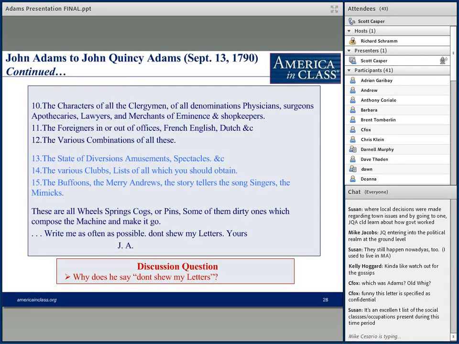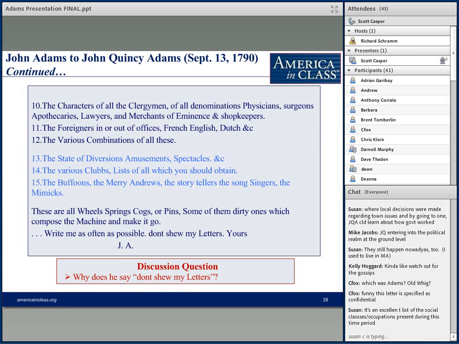13, 14, and 15 are fun because it reminds us that town meetings weren't just about politics. They were local fun. They were where people went to enjoy some time together. Probably there was entertainment as well. And all of this is part of the society that makes up the machine that is society. We have Susan makes notes, it's an excellent list of the social classes, occupations present during this time period.